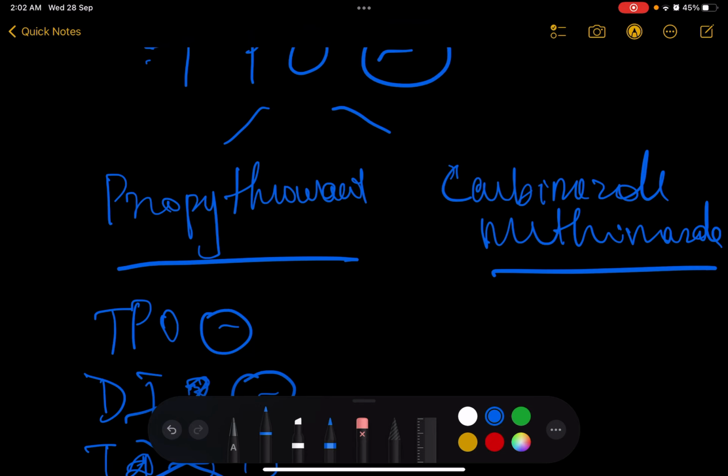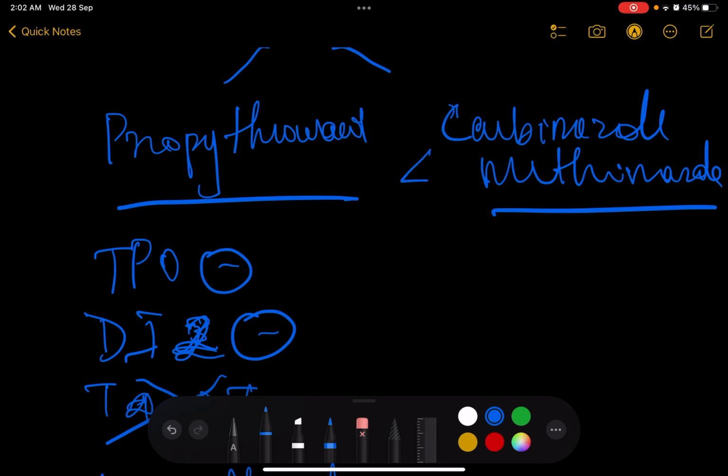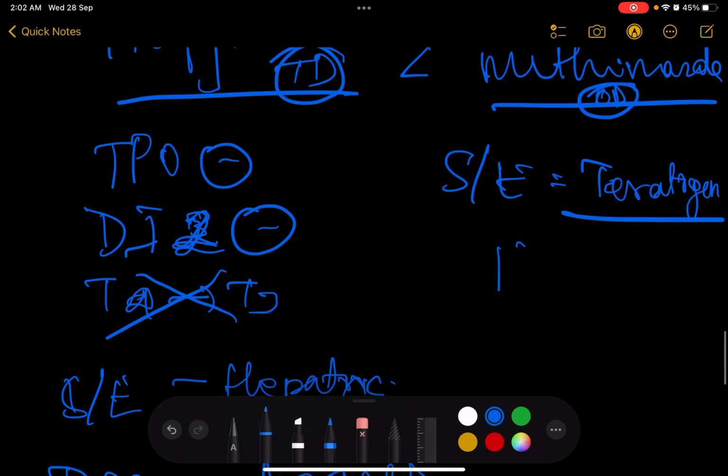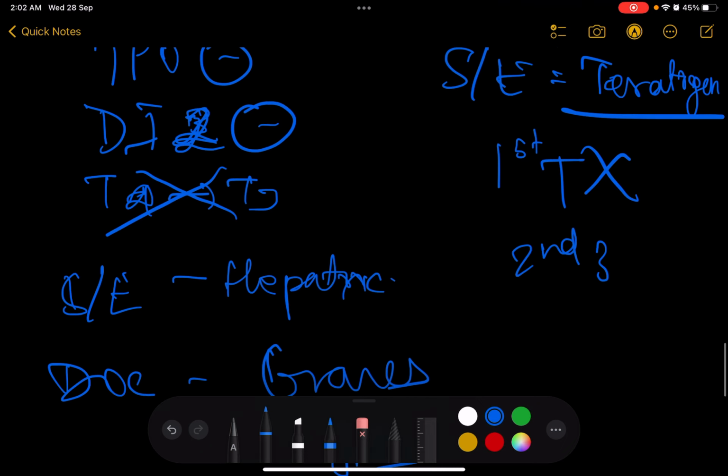Carbimazole or methimazole is also an important drug. It is better when it comes to efficacy because propylthiouracil is a TDS drug and this is an OD drug. That means a single dose, while propylthiouracil is a triple dose. Very important. Second, as a side effect, it is teratogenic. So you do not want to give it in the first trimester. In the first trimester you don't give, but in the second and third trimester you can give.